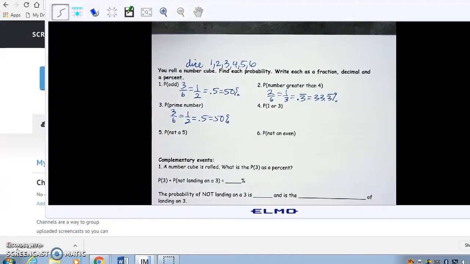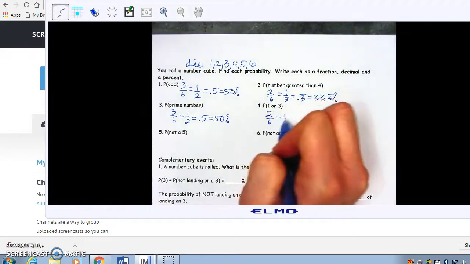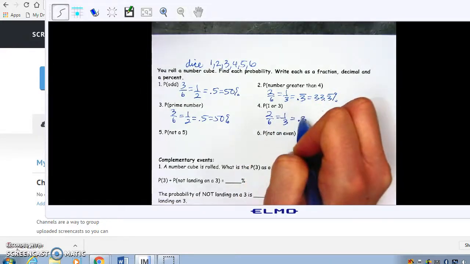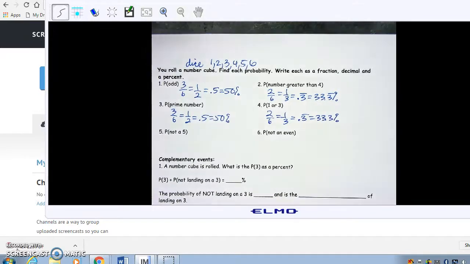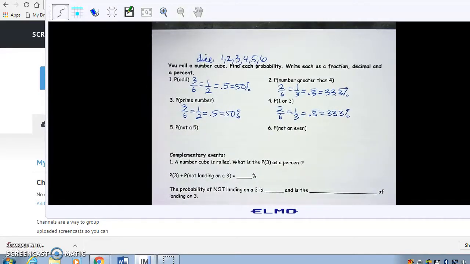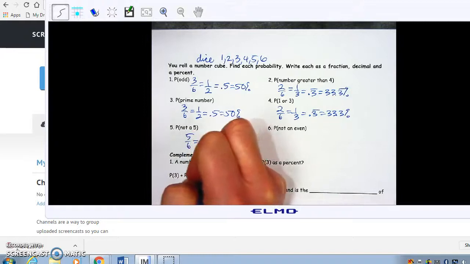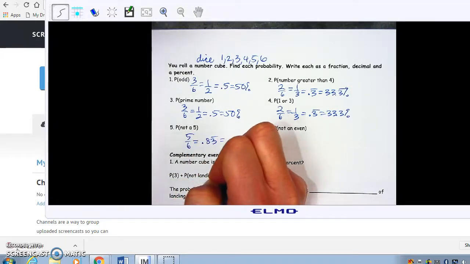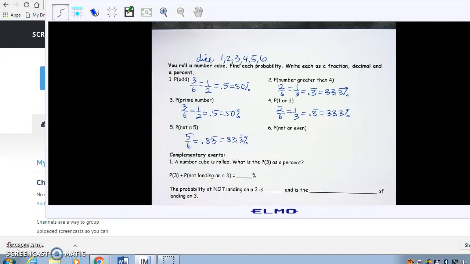The probability of rolling a 1 or a 3, there's 2 of those, or 1/3. How about number 5, the probability of it not being a 5? If it's not a 5, it must be 1, 2, 3, 4, or 6. 5 of those 6. And I remember this fraction from the last problem from the other side of the page. So I don't need to recalculate.